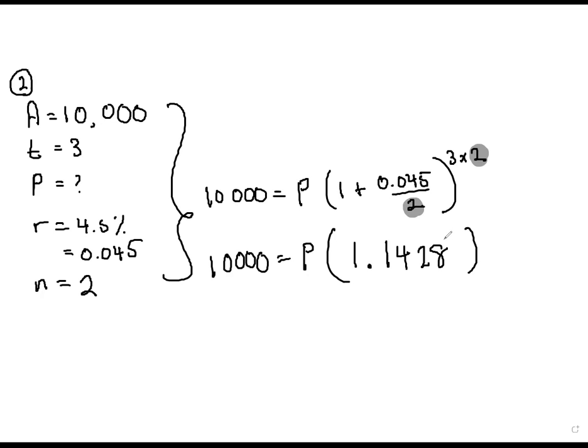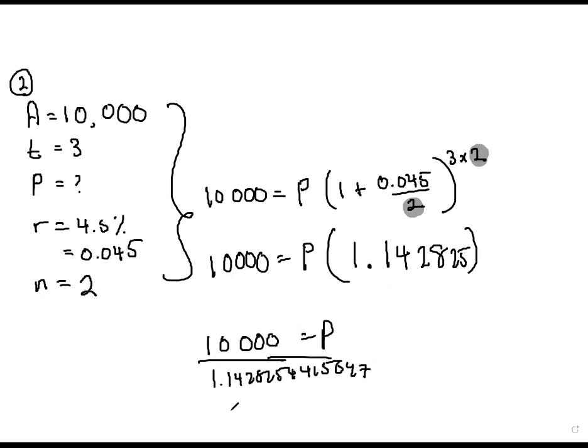So I'm going to actually not clear my calculator. This is why I've always recommended calculators that have the answer button. You can use that to your advantage. What you're going to do is 10,000 divided by the answer key. So if you do 10,000 divided by 1.1428254415647, that's the answer button.